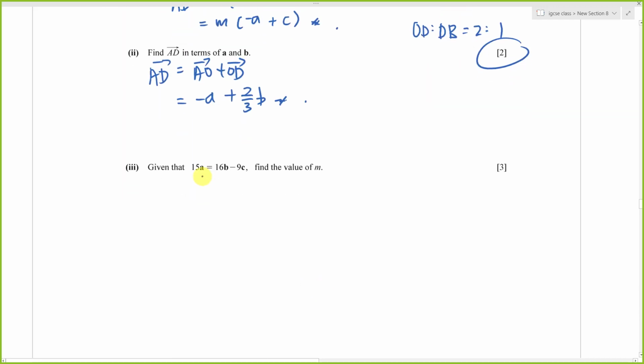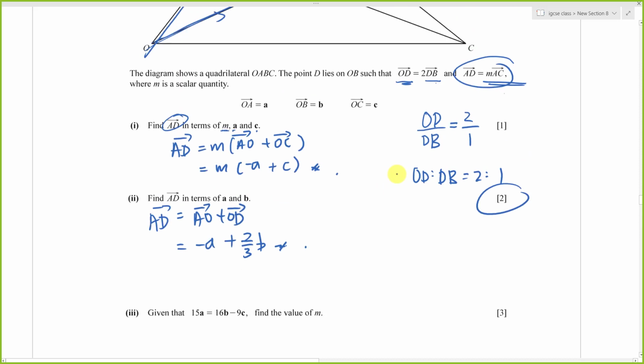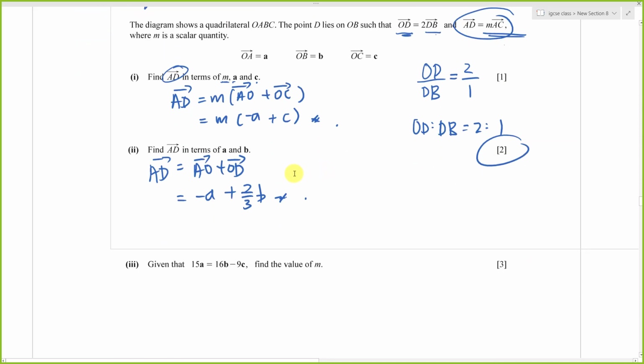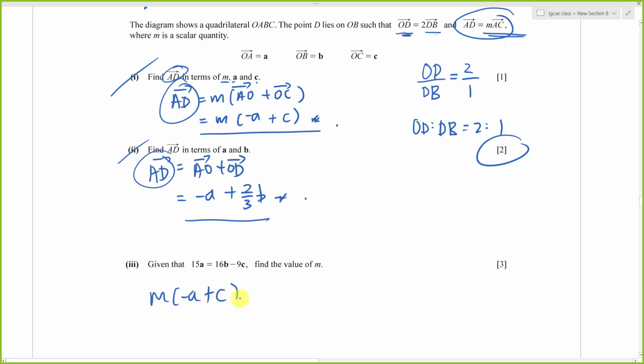Part 3, given that the 15A equals to 16B minus 9C, find the value of M. So over here they ask you to find the value of M. And then you realize your part 1 have M and your part 2 here doesn't have M. But part 1 and part 2 both is AD, right? That means I can actually sub the AD into the AD. So that means I will say this one equals to this one. So M negative A plus C equals to negative A plus 2 over 3B.